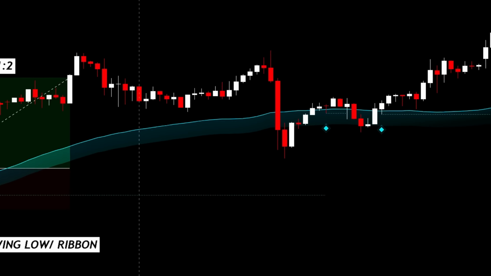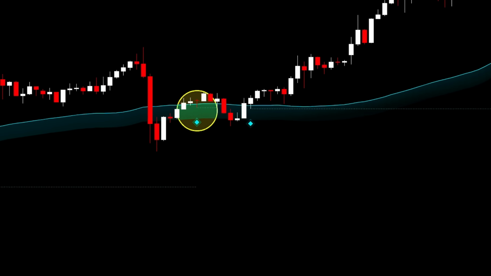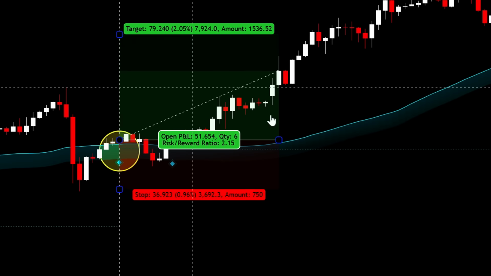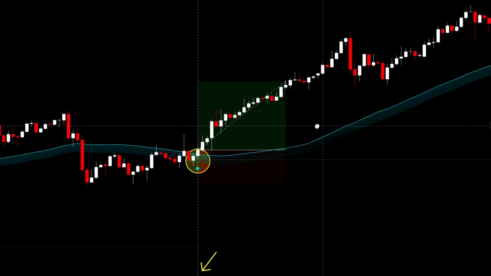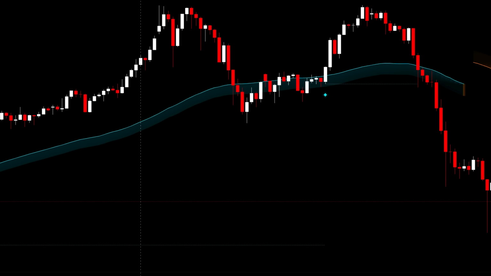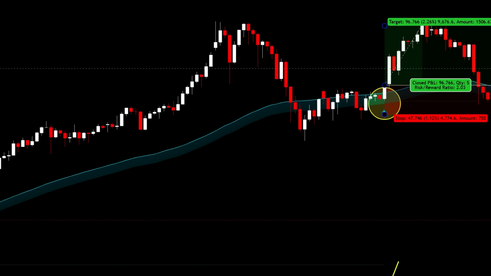After the first buy, price retraces back into the green cloud again. Donchian stays green, momentum is still bullish. Another valid buy. Later, another pullback, same logic, same structure, same clean opportunity. This repetition is where the system earns consistency. You're waiting for the market to come to you, not chasing it.